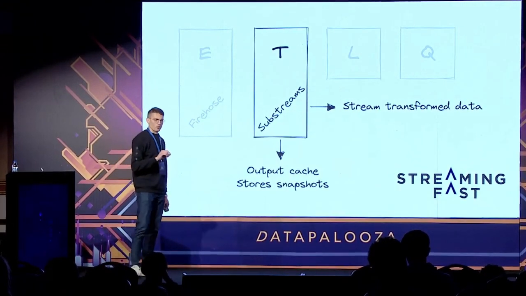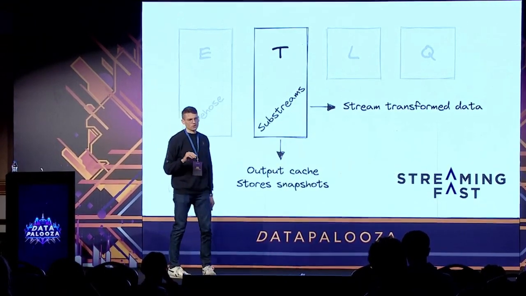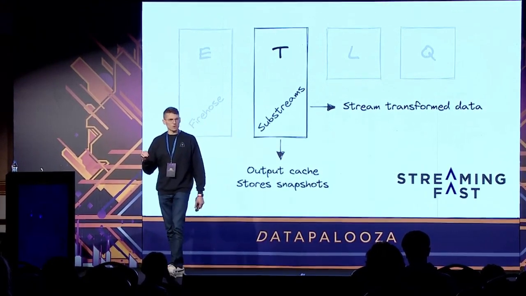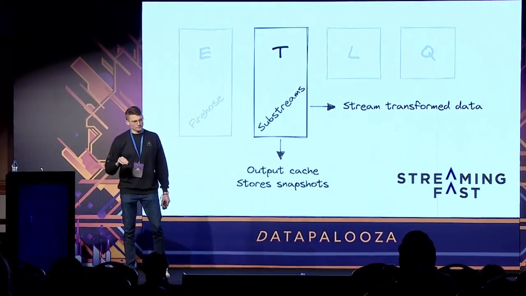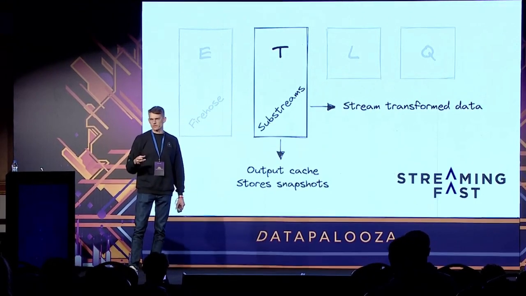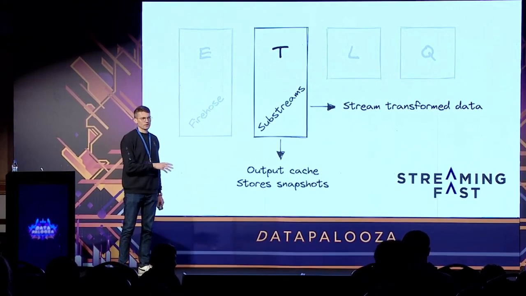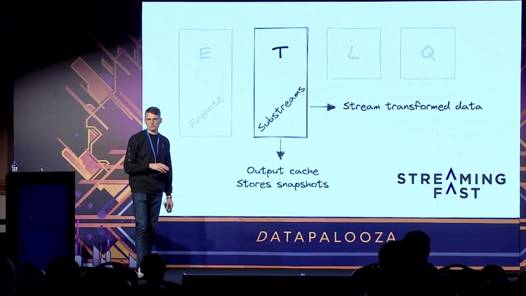And what we do is we have a tool called substreams, and substreams read from these Firehose files, and then you can do transformations with these substreams and basically do whatever you want to do with that raw data that's in the Firehose files that are output.